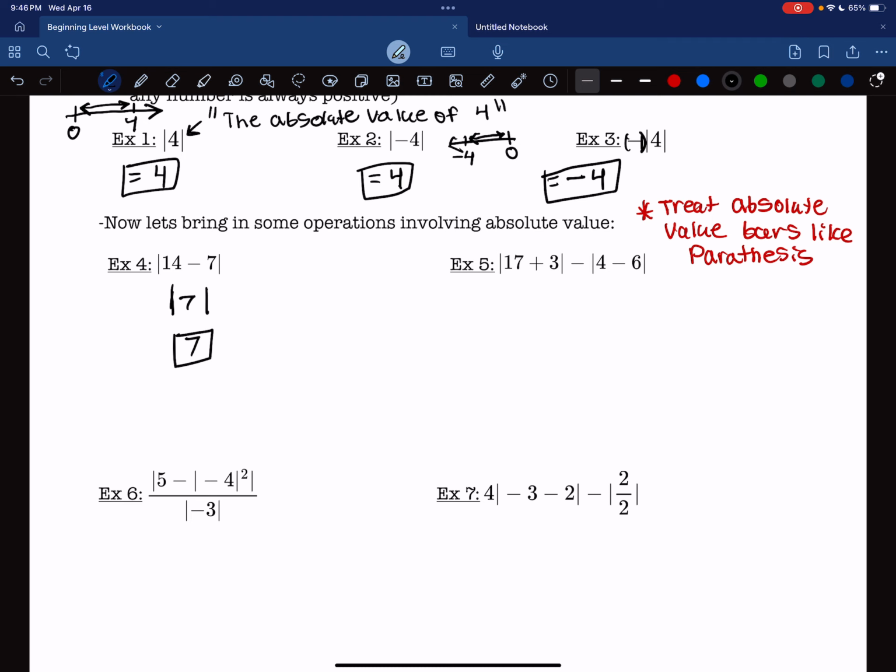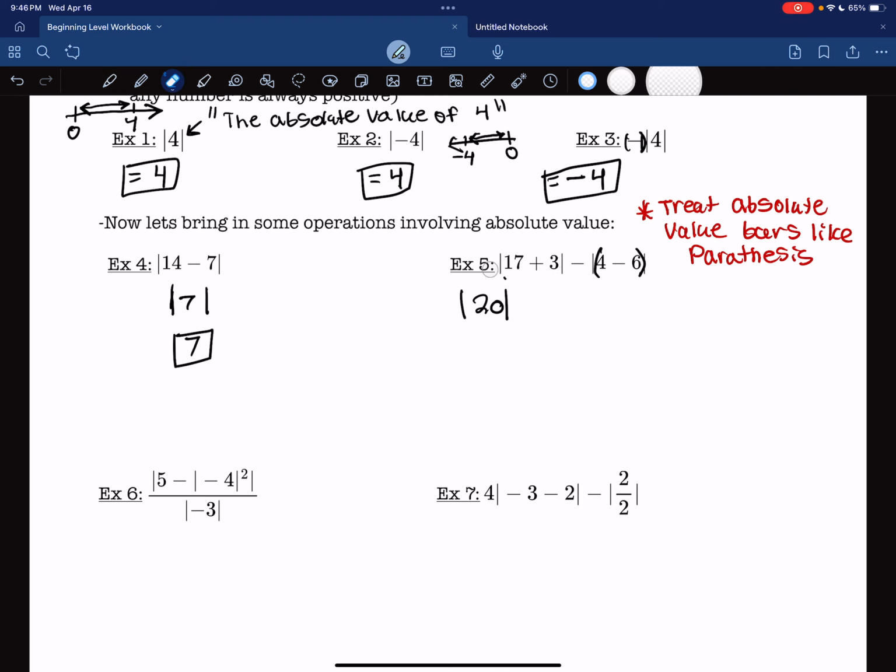Looking at example 5, we have the absolute value of 17 plus 3 minus the absolute value of 4 minus 6. So remember I said treat absolute value bars like parentheses. So here we're going to have to do that. So we're going to have to first do 17 plus 3 and then do 4 minus 6. So 17 plus 3 is 20. And don't forget those absolute value bars.